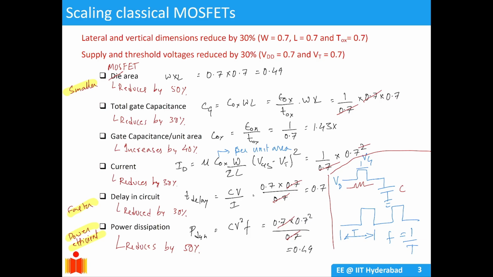Drain current ID equals mu Cox W by 2L times (Vgs minus Vt) squared. If you put all of that in, you will get that current also reduces by 30%. Then time delay, given as CV by I, also reduces by 30%. Then power dissipation, which is given by C V squared F, reduces by 50%.